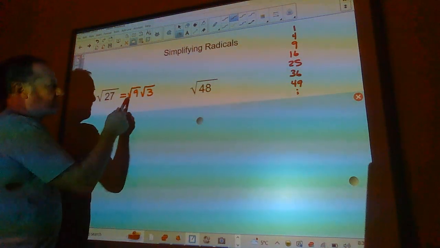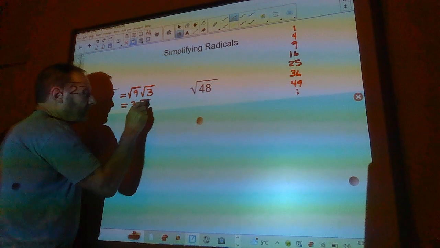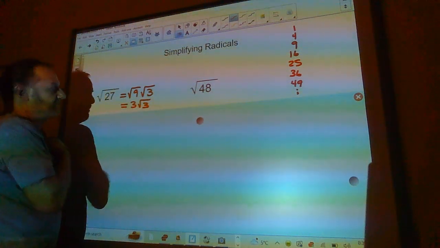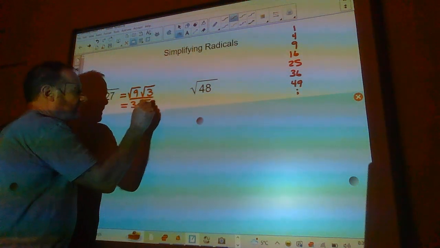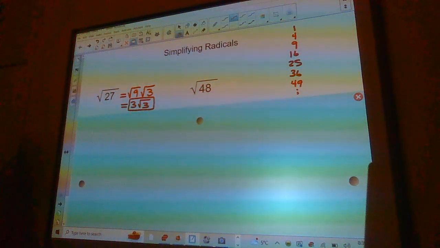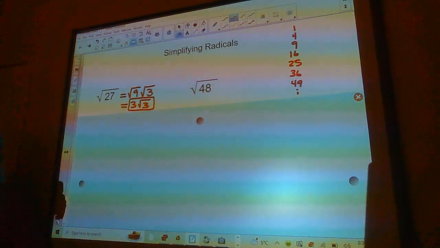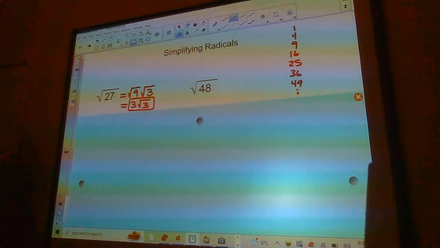Now this we can simplify. The square root of 9 is 3, so we're going to change this to 3. This we can't simplify, so we're just going to leave it. My answer is going to be 3 square root of 3. If I get out my calculator and calculate 3 square root of 3 and the square root of 27, I'm going to get the same answer.